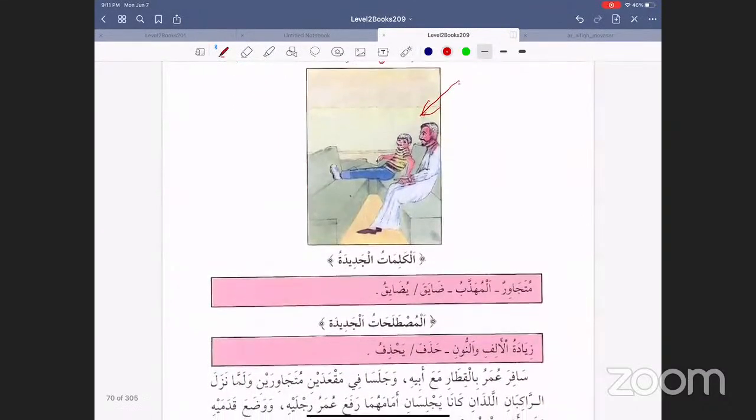So let's look at الكلمات الجديدة, the new words. The first word we have is متجاورٌ. Now, mutajawirun has a meaning. It could mean adjacent, if that's how you spell it, wallahu a'lam. Or next to, and even joined, right? Mutajawirun.